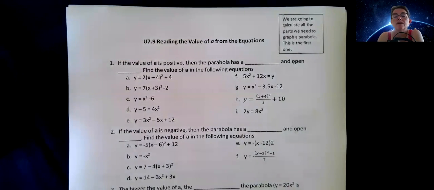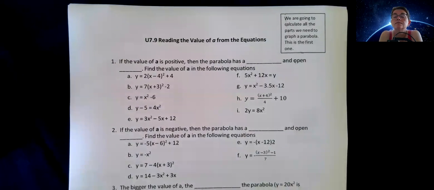We are reading the value of A from the equations. Not unlike what we did last chapter, there's going to be a lot of little bits you have to learn that are not in themselves particularly difficult, but we can learn all these bits and then we'll put them together and we'll be able to graph a parabola pretty well.